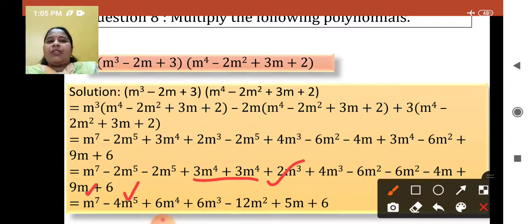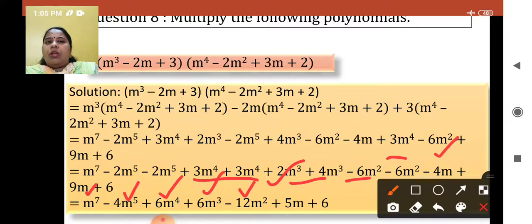Together 3 and 3 will become plus 6 m raised to 4. Plus 2 plus 4 will become again plus 6 m raised to 3. Now these two are with minus sign. Just see minus 6 and minus 6. So it will become minus 12m square.